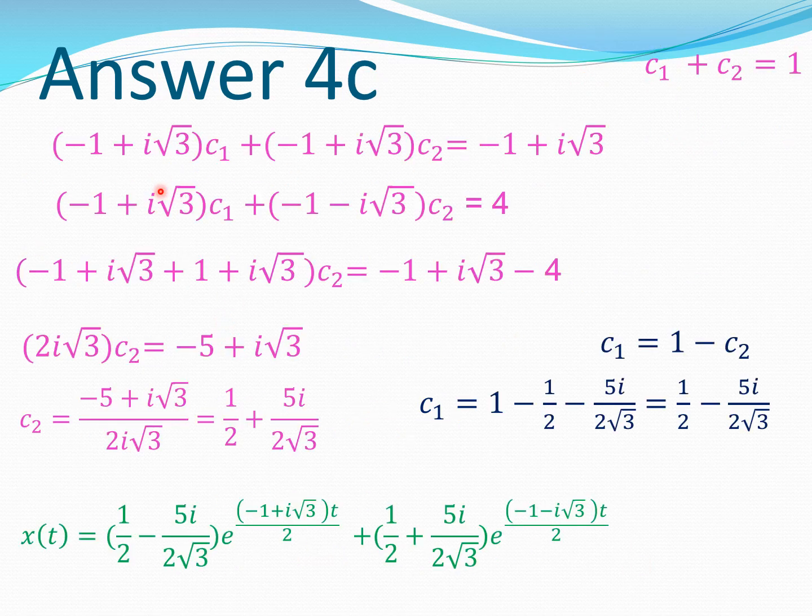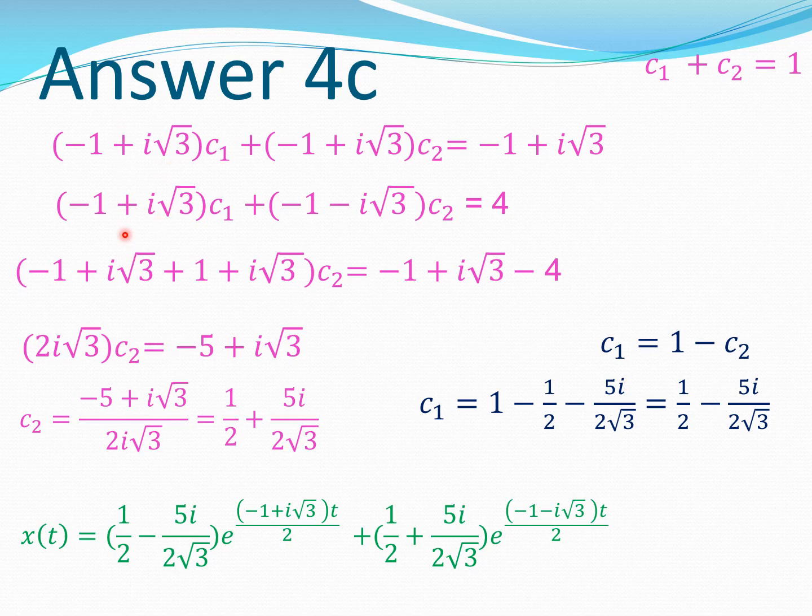So let us do that. Again, to avoid mistakes, I will take this equation and multiply it throughout by the coefficient of C1 in the second equation. That's what I've done here. I've multiplied the equation here by minus 1 plus i root 3. Now I can very easily subtract these two equations.